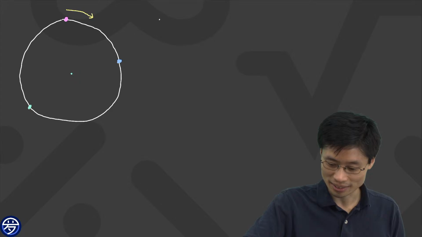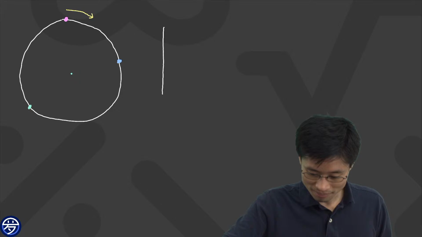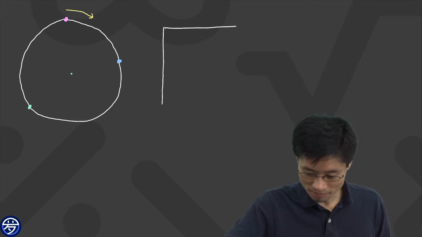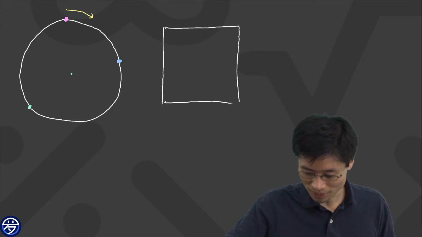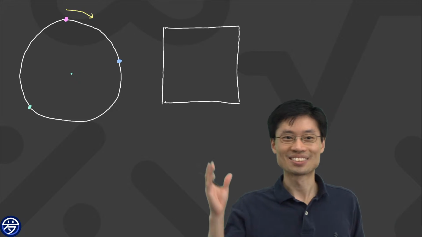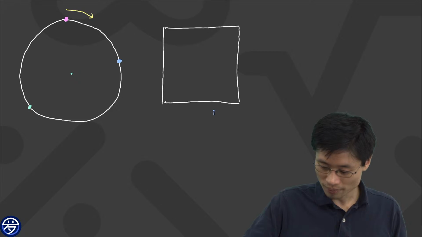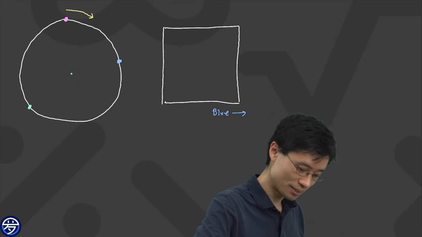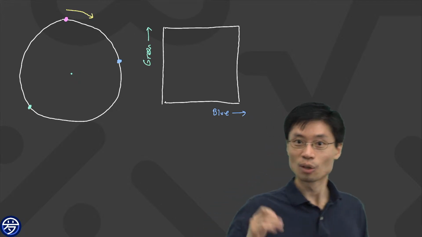Now, supposing I picked that, I'll draw a different picture. Circles are hard to draw, but squares are easy. Famous last words. That's not a very good square, but it will serve. So we got a square now. And what I'm going to think of this square is that the blue is on this axis, and the green is on this axis. What do I mean by axis?